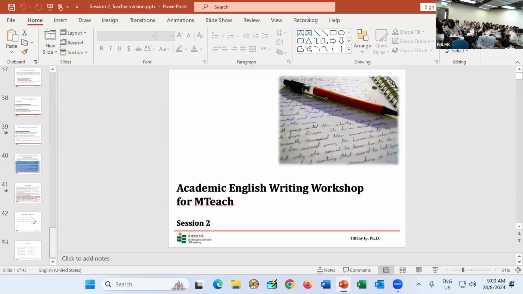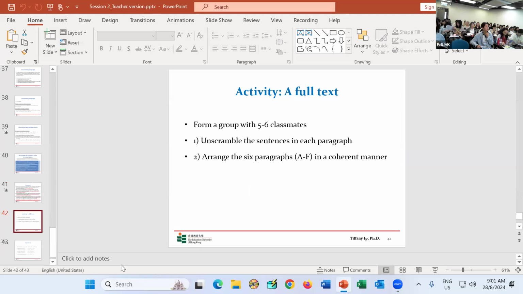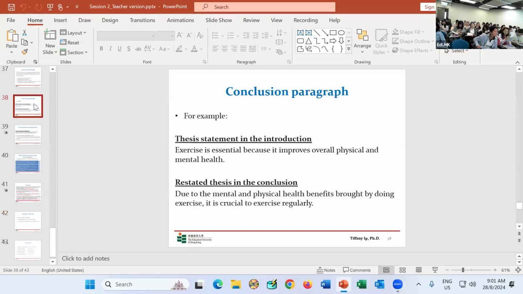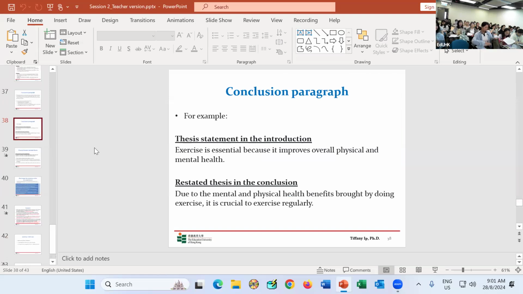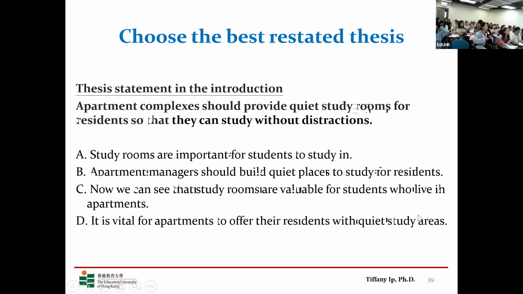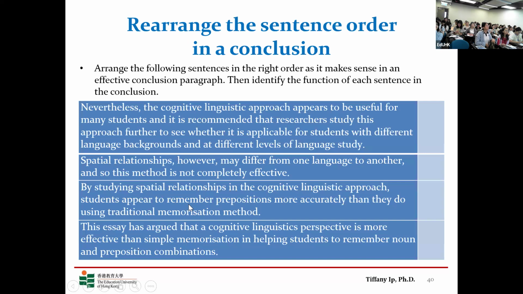Before we ended the section yesterday, we talked about the structure of an academic text, and we ended here, at the conclusion. We should have a thesis statement that paraphrases the one you had in the introduction. I think we have mentioned this one. The answer is D. It is vital, to reinforce that the author believes this is important. So D is the answer.